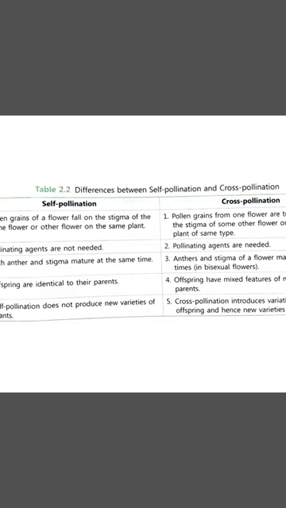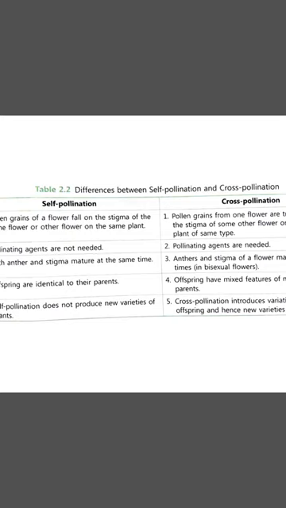In self pollination, both anther and stigma mature at the same time. It is required. But in cross pollination, the anther and stigma of a flower mature at different times. Offsprings are identical to their parents, because pollination goes on within the same plant, so there will be no genetic change. So we can say that they are identical.